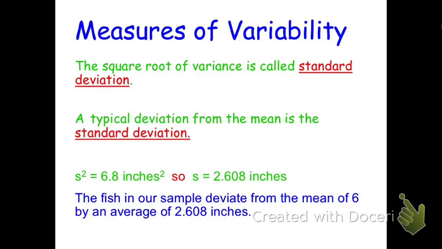Wait, well, variance equals what? Variance equals standard deviation squared. No, it's the other one. Square root of variance is standard deviation.